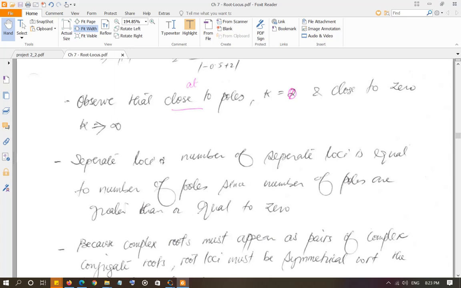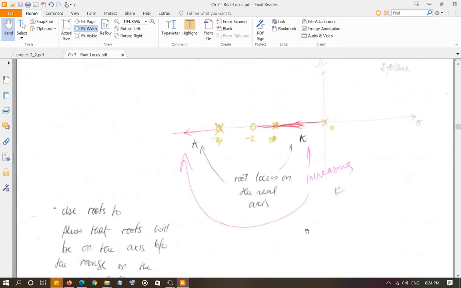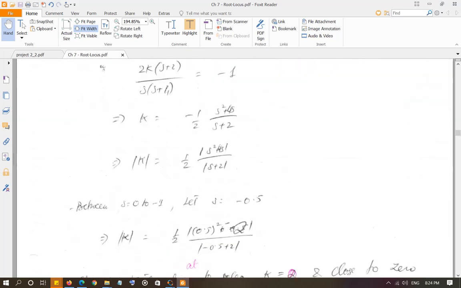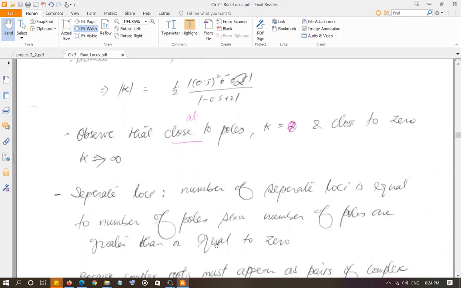This is something that I discussed: separate loci. The number of separate loci is equal to the number of poles, since the number of poles is greater than or equal to the number of zeros. Remember, your root locus will always start at a pole and go towards a zero. So whatever number of poles you have, you will have that many sections of root locus, because one collection of roots will start at one of the poles and go towards a zero. Now the zero can be either finite or at infinity. But the number of sections of the root locus is always equal to how many poles there are, and those are the separate loci.